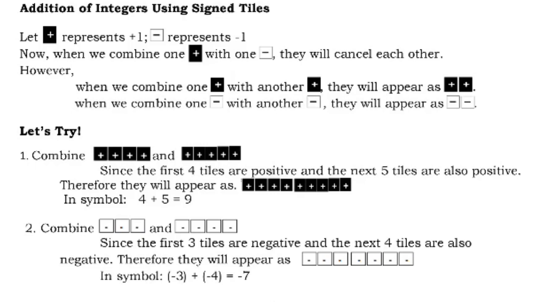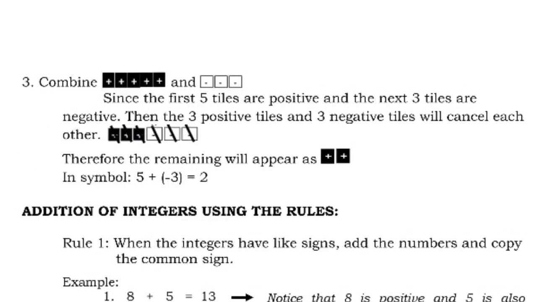negative 7. Number 3, combine 5 plus tiles and 3 minus tiles. Since the first 5 tiles are positive and the next 3 tiles are negative, then the 3 positive tiles and 3 negative tiles will cancel each other. So we're going to cancel 3 positive tiles and 3 negative tiles. Therefore, the remaining will appear as 2 positive tiles. In symbol, 5 plus negative 3 equals 2. So, these are examples on how to use sign tiles in adding integers.